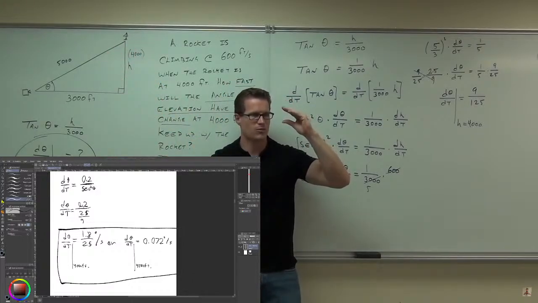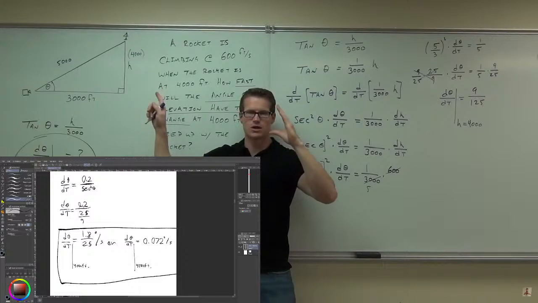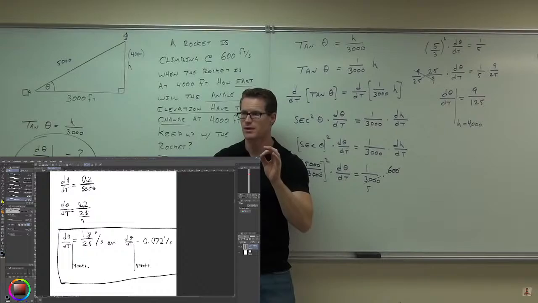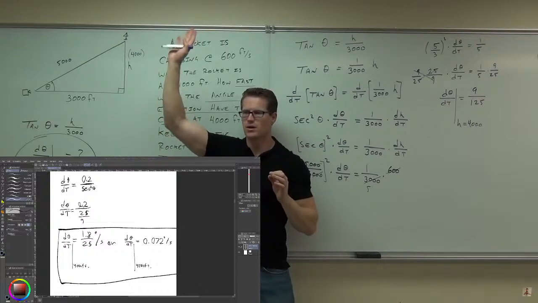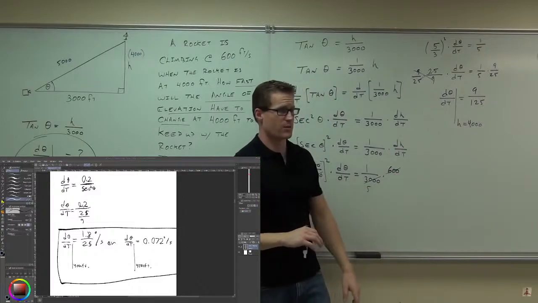So how fast the angle must grow in order to keep up with the rocket at that moment. Before that, maybe quicker. After that, maybe slower. But in that moment, that's how fast it needs to be climbing in that instant of time. Raise your hand if you understand the idea. Okay, now let's make this a little bit easier to understand. Do that division. How much do you get?